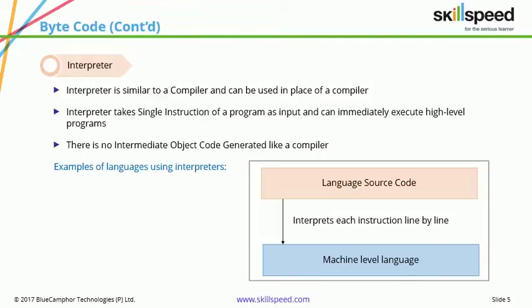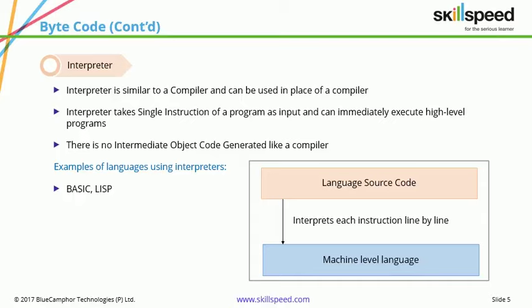So what are the examples of languages that use interpreters? BASIC, the name of a programming language which was used earlier. There is a programming language called Lisp which also uses interpreters, and specifically Java is a language which uses interpreters. So remember, interpreters convert language source code into a lower level language program, or a lower level program.